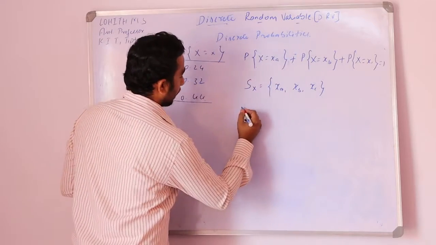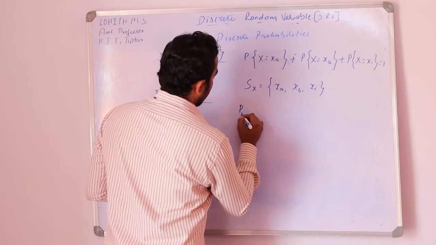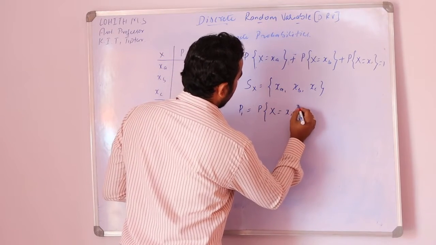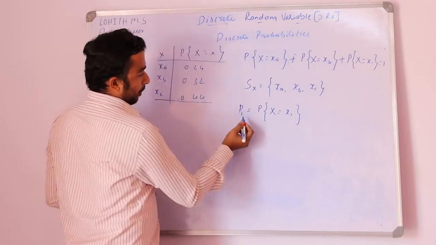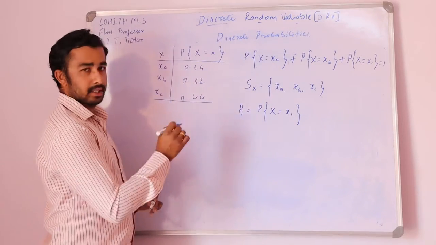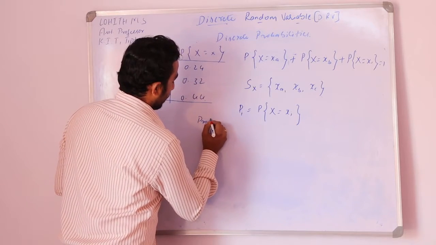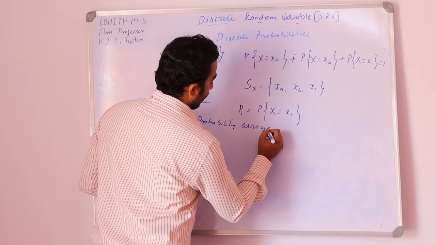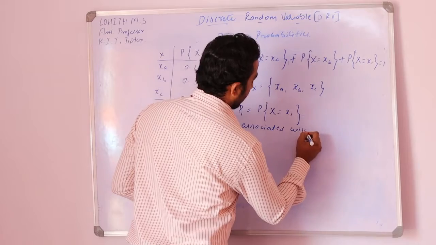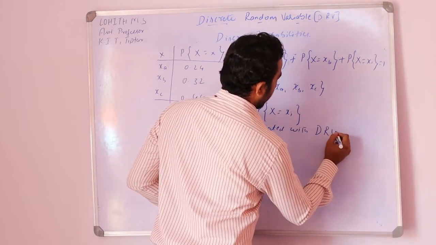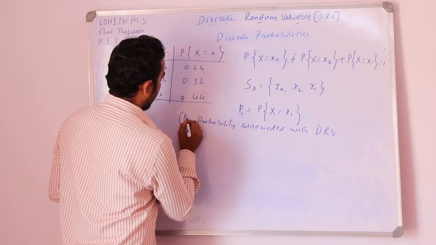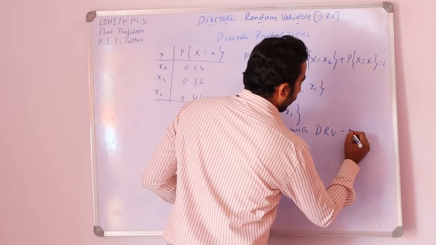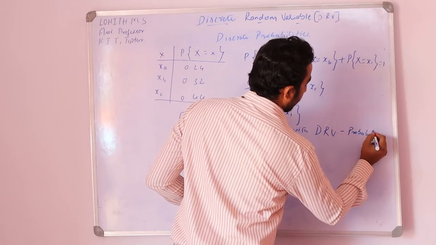No other values. So as it contains discrete probabilities, it is a discrete random variable. And also I can write this as Pi is equal to P of x equal to xi. This means the probability associated with the discrete random variable. We are calling it Pi. The probability Pi associated with a discrete random variable is called the probability mass function.